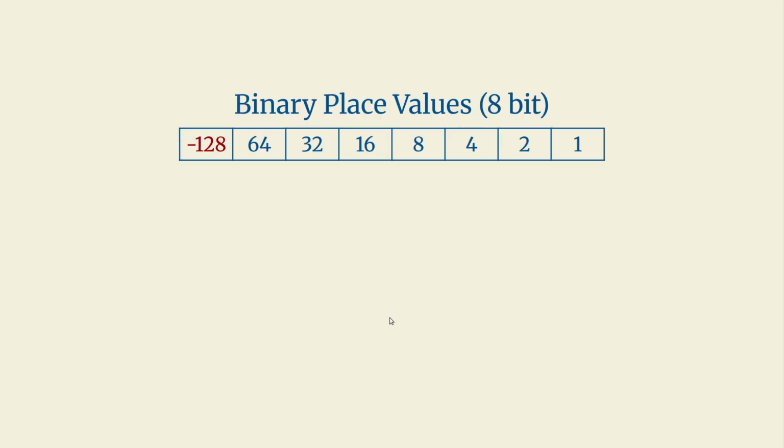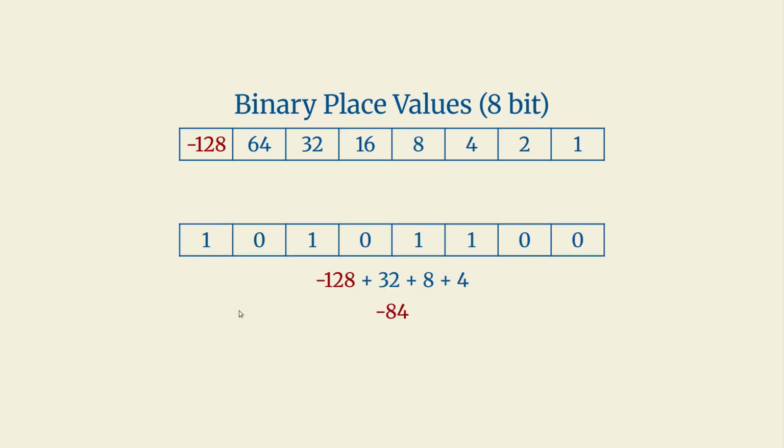Now we're going to look at a different system for representing binary values. In this system, the last 7 bits still represent the same place values that they represented before. The only difference is that our leftmost place is going to represent negative 128. So if we have the same bit pattern that we had before, then we can see that that will give us negative 128 plus 32 plus 8 plus 4 for a total value of negative 84.